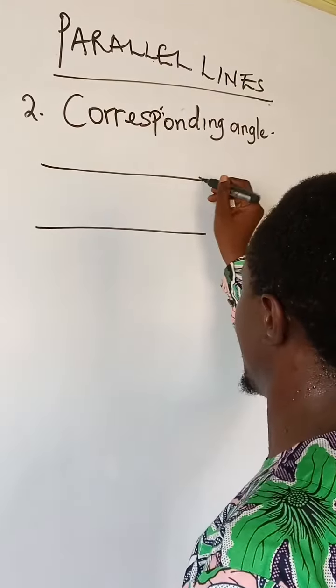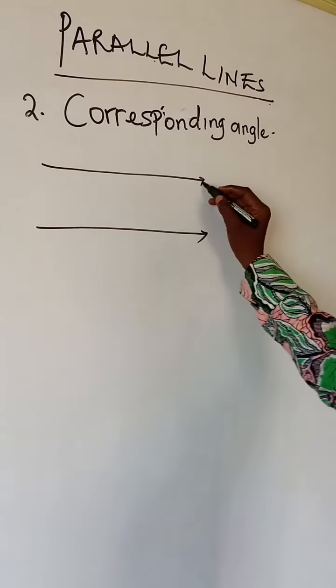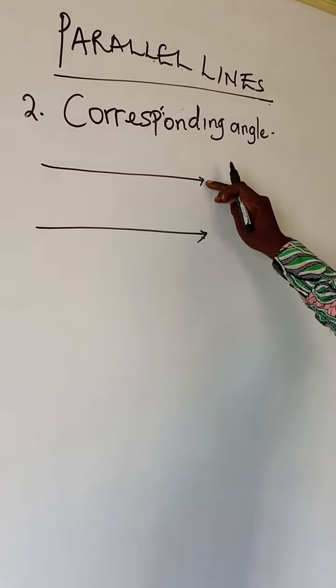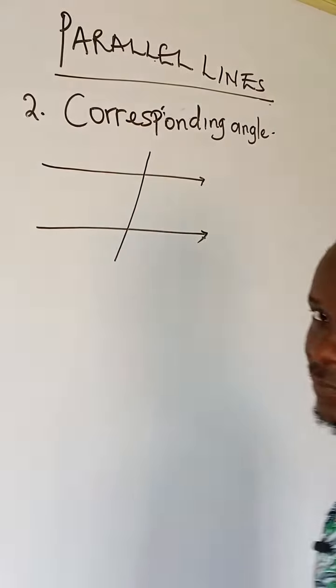Now, there are two parallel lines. Now, how do I know that these lines are parallel? There is this line here, an arrow showing that this line is parallel to this line. Alright? And there is a transversal line.